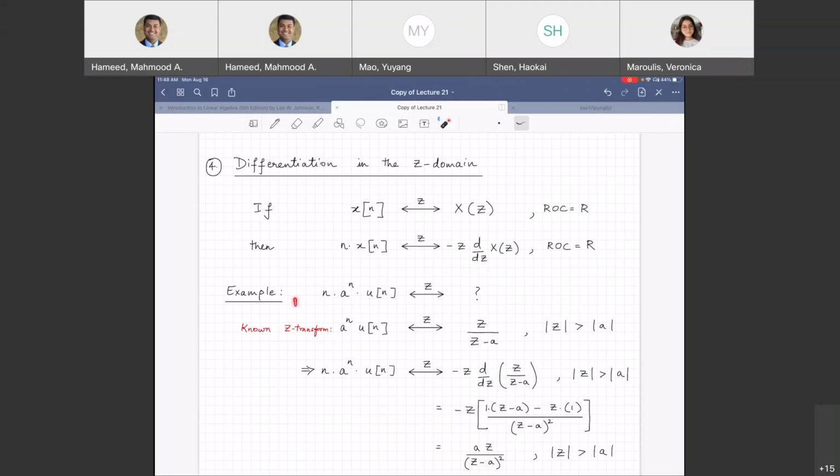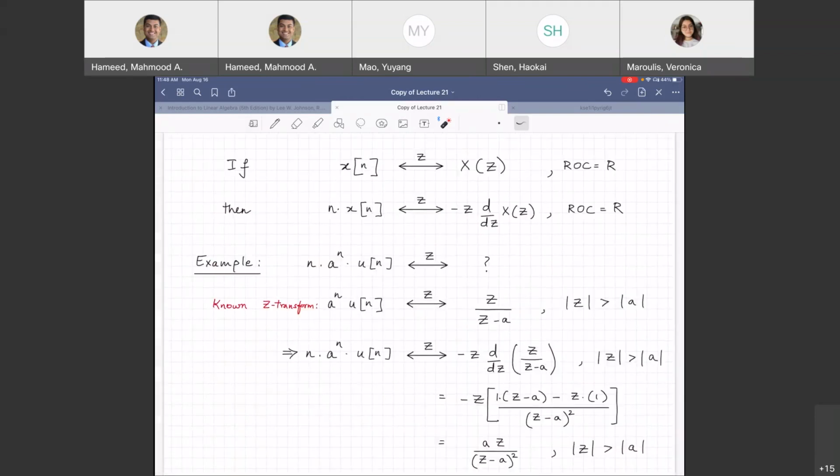So again, the proof is provided over here. Let us quickly run through the proof. And this is not the proof. This is an example. N a of n u of n. That is a signal in time domain has an n that is getting multiplied with something that we know the result for. So we are going to use the known z transform here, which is a to the n u of n. Z transform is z divided by z minus a. ROC is defined by magnitude of z greater than magnitude of a.